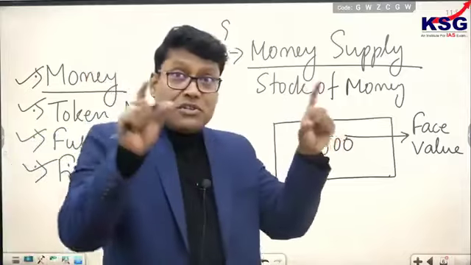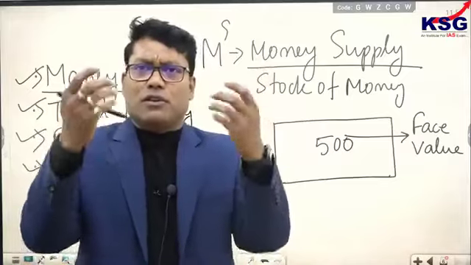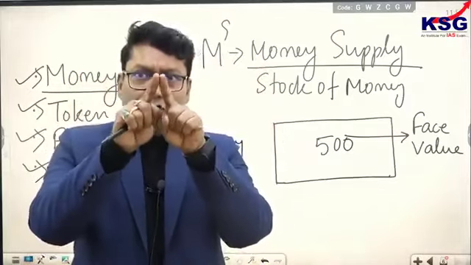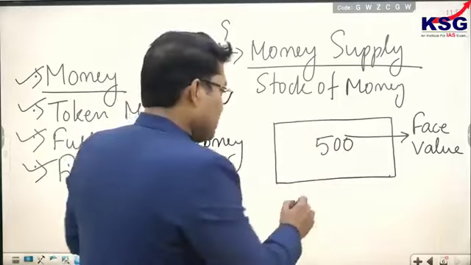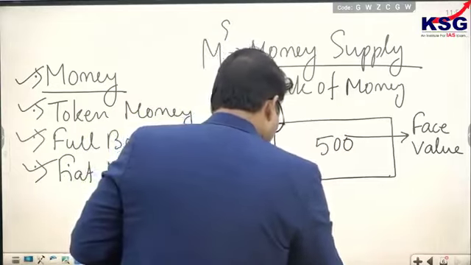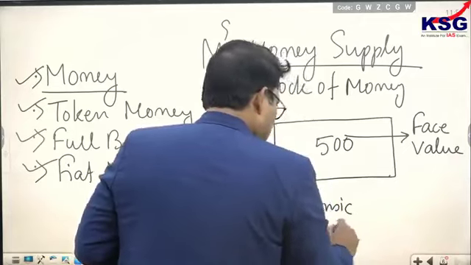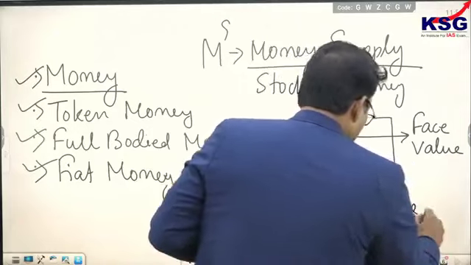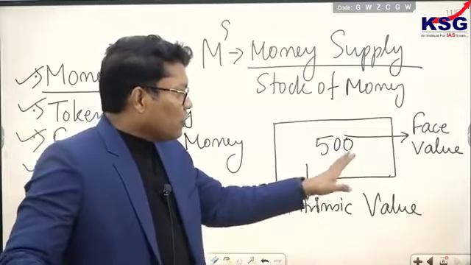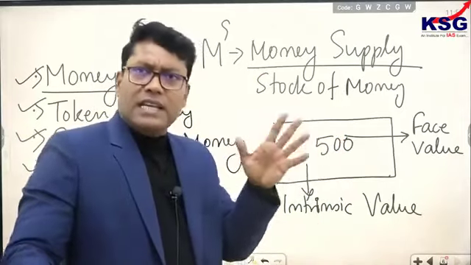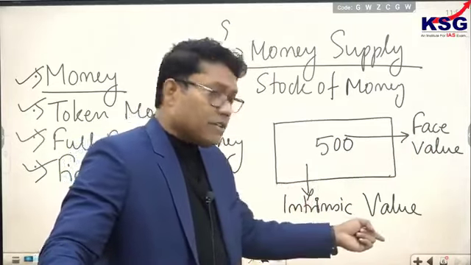And the value of the material on which it is printed, a piece of paper, or it's made from metal. So what is the value of this piece of paper? The value of this material is known as intrinsic value. Okay? Piece of paper, intrinsic value. Fine. So if you take any piece of paper or any currency, one is the face value, and the value of this material is known as the intrinsic value.